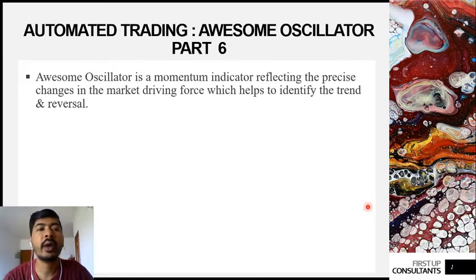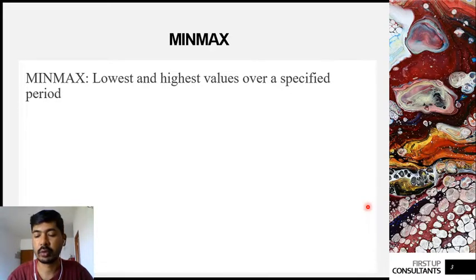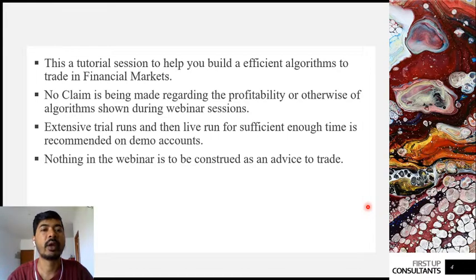Myself Vaibhav. In today's session of automated trading, we are going to continue to work with the awesome oscillator, with which we have been developing this algorithm for the past week. In today's session, we will try to complete the remaining part of the buy side and of course the sell side. And these are the indicators which we are going to work with, the ATR and the min-max. Let's not go into the details of these indicators as we have already done that.